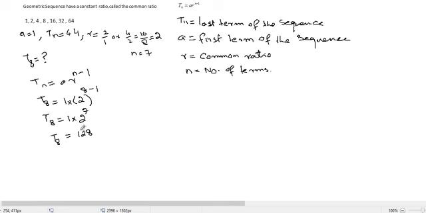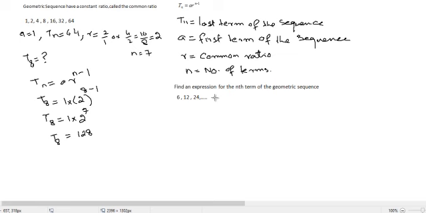So this is the way to find the last term of the sequence, the 8th term of the sequence. Now in this question, find an expression for the nth term of the geometric sequence 6, 12, 24 and so on. We have only been given 3 terms of the sequence, and it goes on. So the nth term of the geometric sequence is asked.